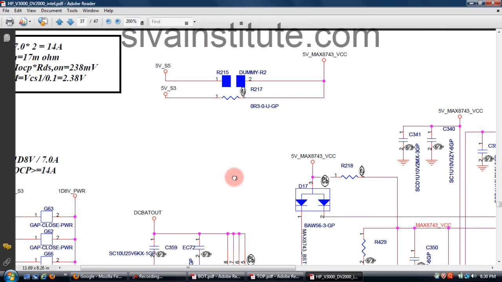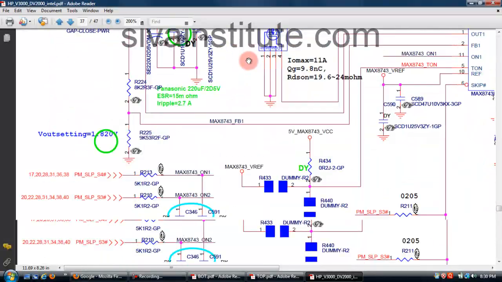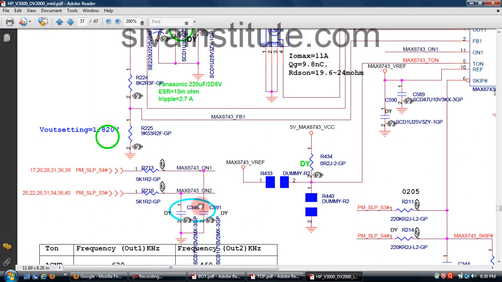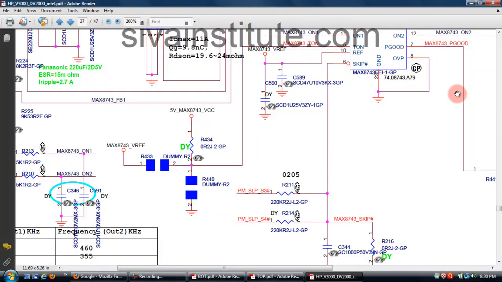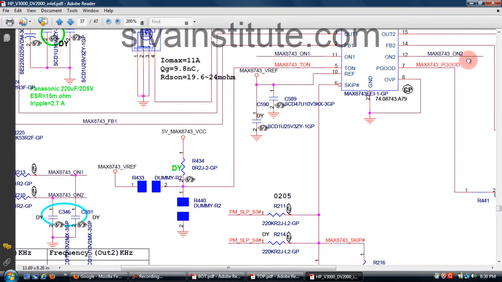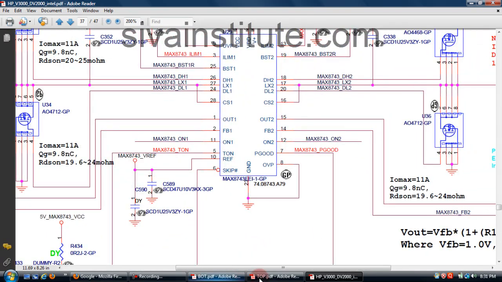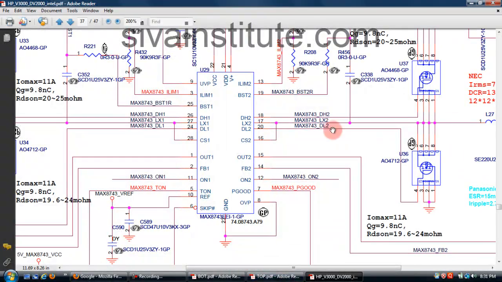Page number 37. This SLP S3 command comes here, MAX8743 ON2. This voltage goes from here to here, pin number 12. This 3.3 volts goes to pin number 12. Immediately this IC releases DH2, the upper transistor gate voltage, pin number 18.